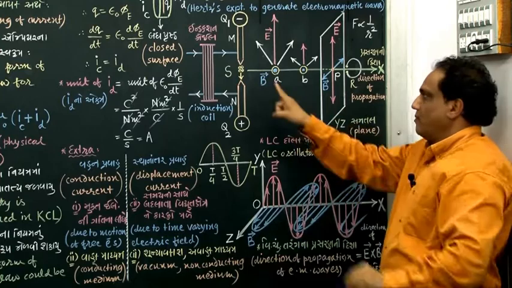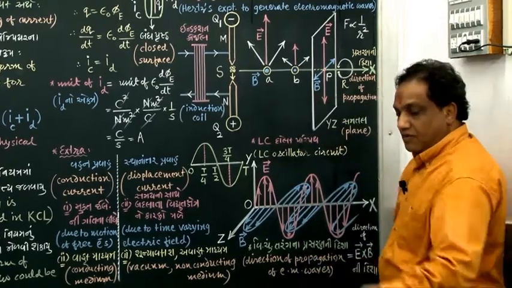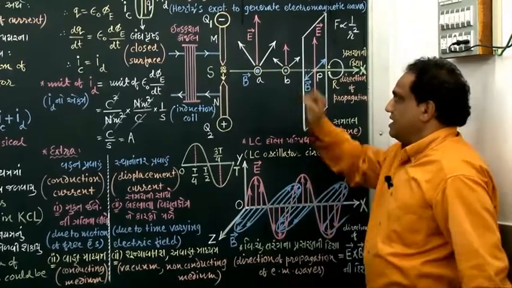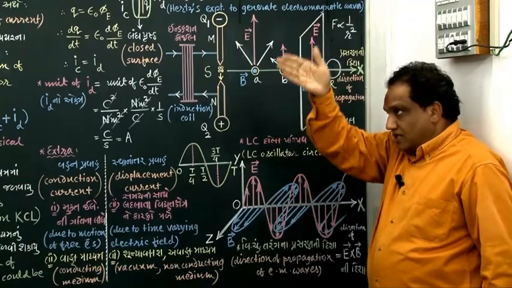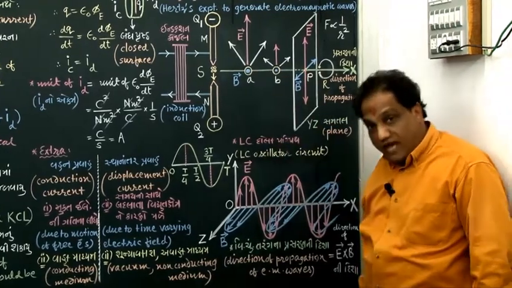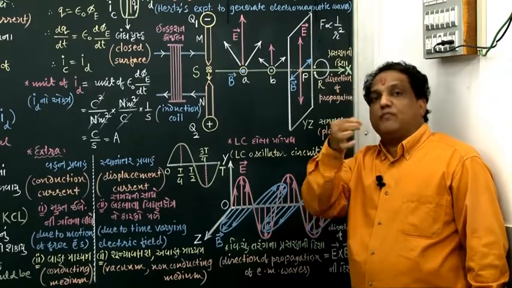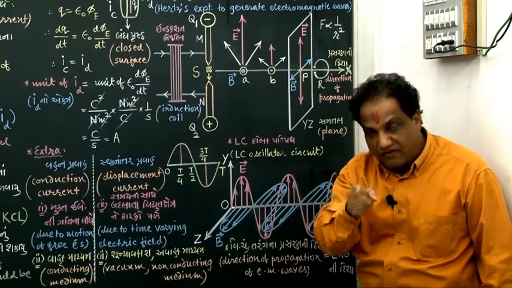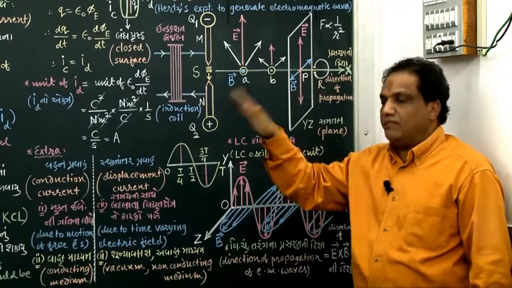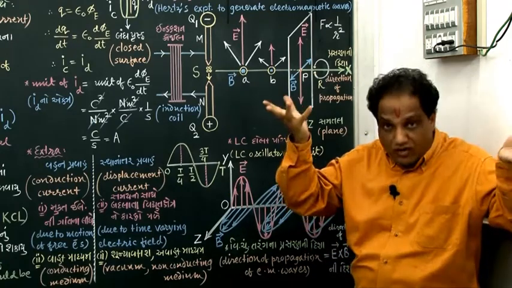Again, the direction of propagation will remain the same, correct? Fine. Now tell me, because here the electric field and magnetic field are oscillating in mutually perpendicular planes, we call these waves electromagnetic waves, because there are two fields, electric field and magnetic field, which are oscillating in mutually perpendicular planes. We call such waves electromagnetic waves.